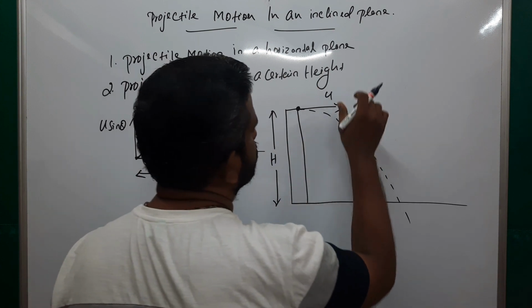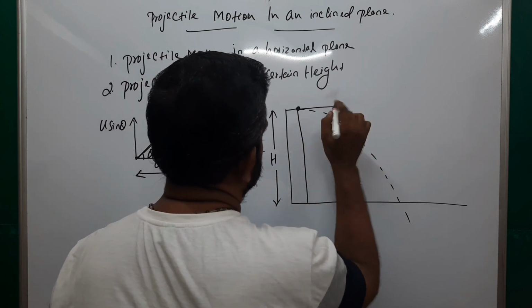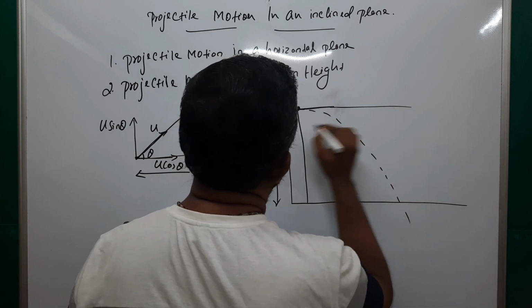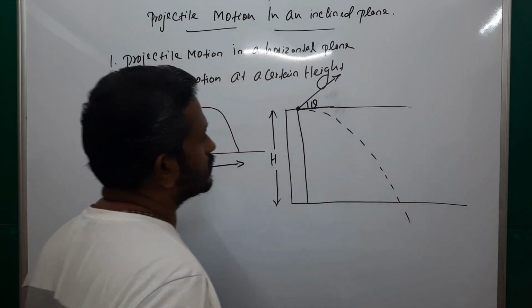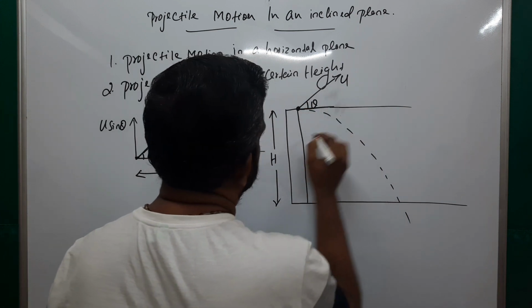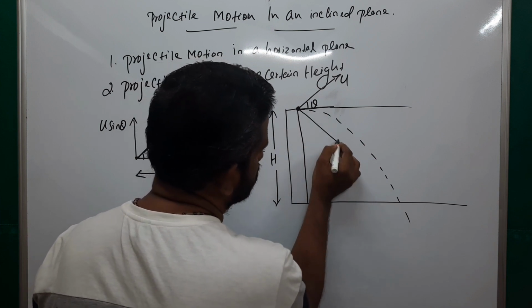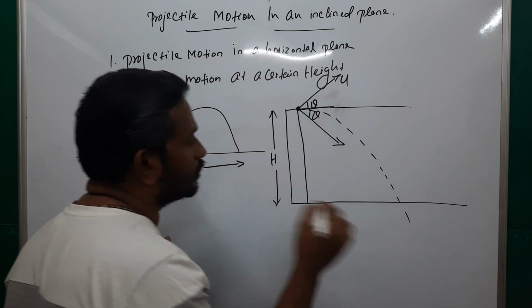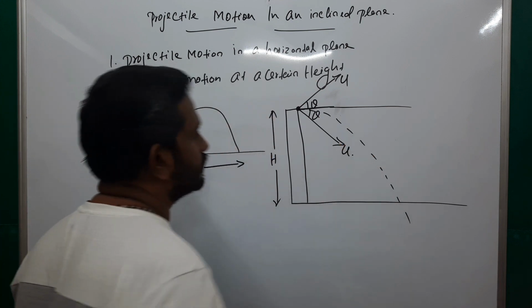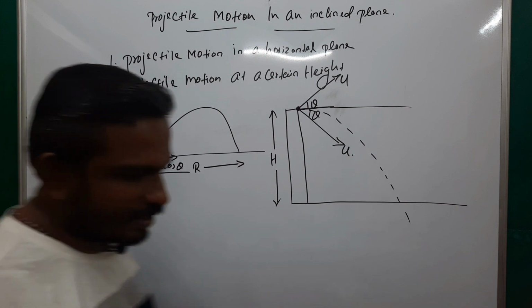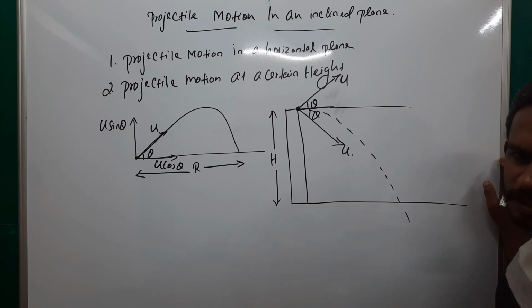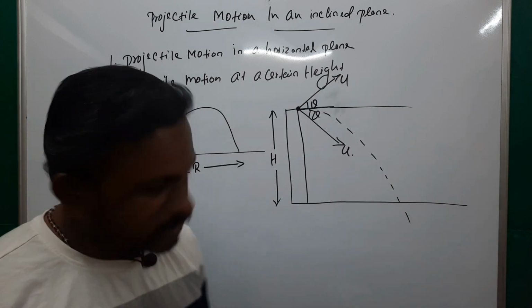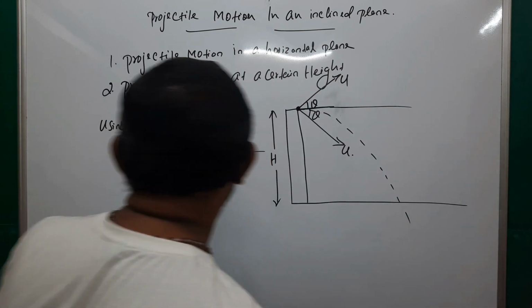Then after that we have studied the projectile projected at an angle theta above the horizontal with initial velocity u, and a projectile projected at an angle theta below the horizontal with the initial velocity u. These are the things we have studied in the previous sections, and we have discussed numericals also. Now we are going to study projectile motion on an inclined plane.